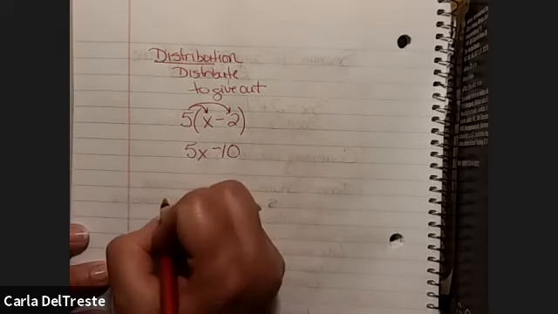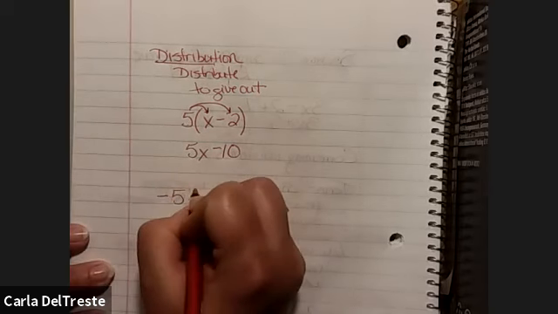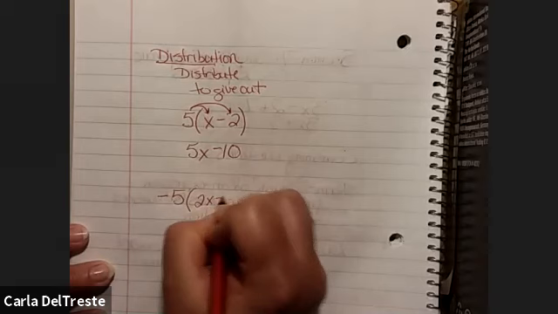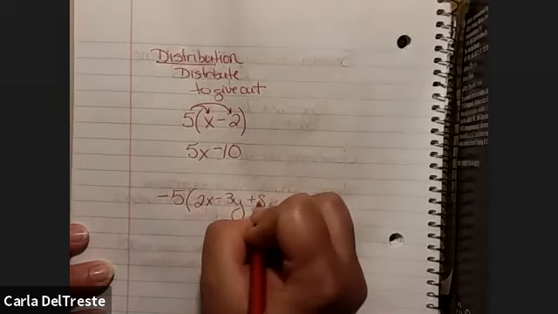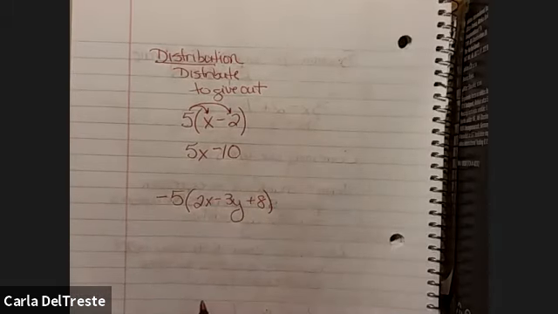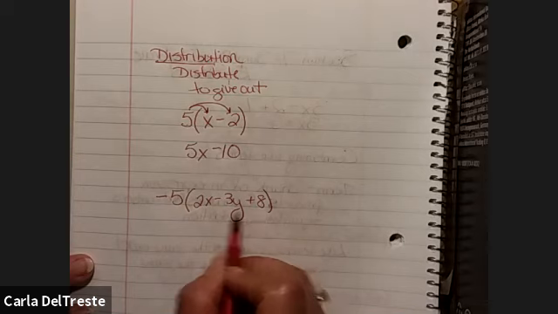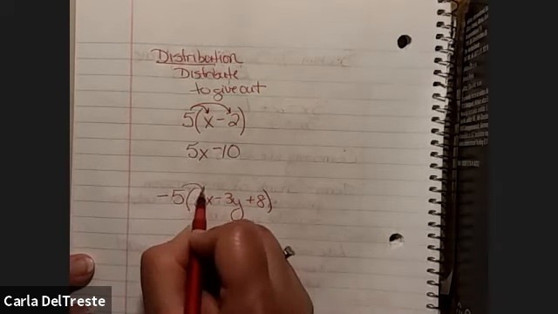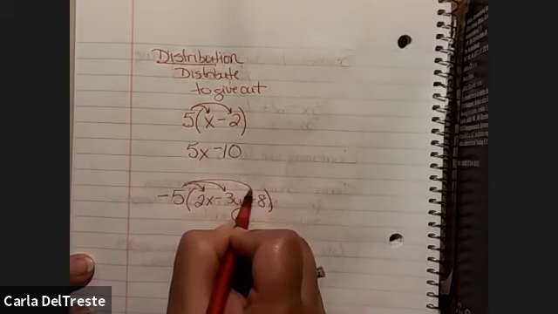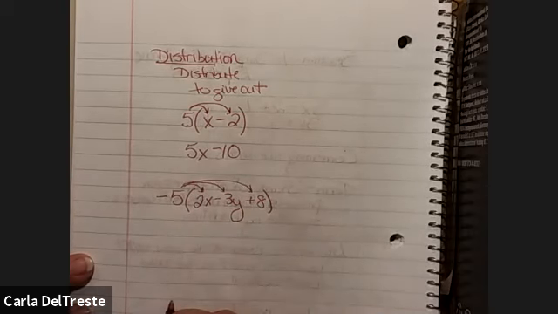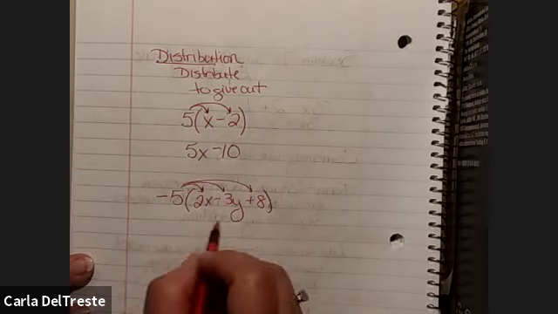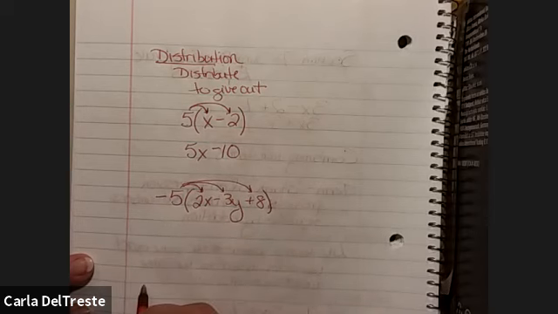What if we had -5 times 2x minus 3y plus 8? If I tried to use PEMDAS, I can't combine x's and y's and whole numbers. Okay, there's nothing I could do in here. So I use distribution. Notice how I even draw these arrows.